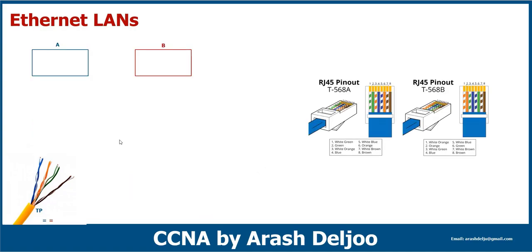Alright, let me start with one example. In this example, as you can see, we have two devices, device A and device B. It's not important which device we are using because the type of device is not important for us. Assume that in these two devices we have two ports or two interfaces. For example, in device A, we have two interfaces. This is the first interface, okay, and this is the second interface.